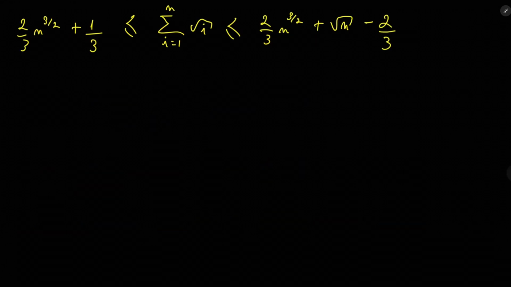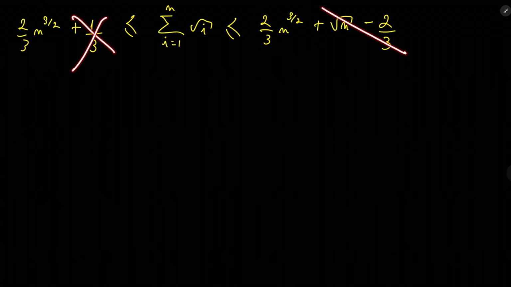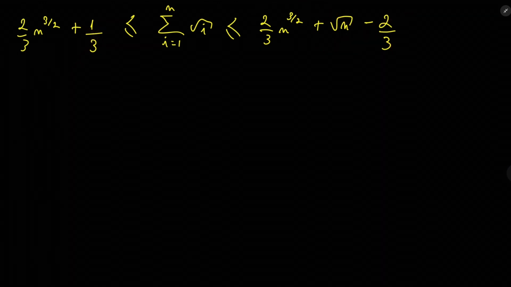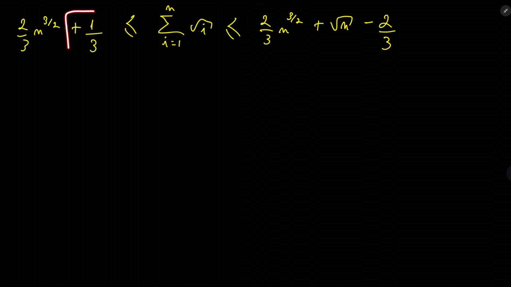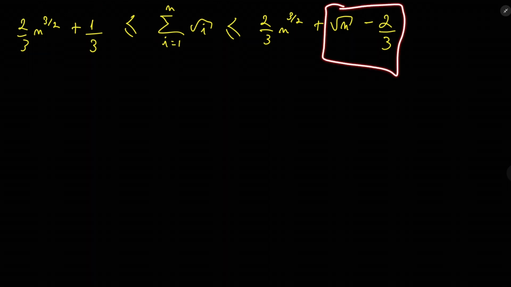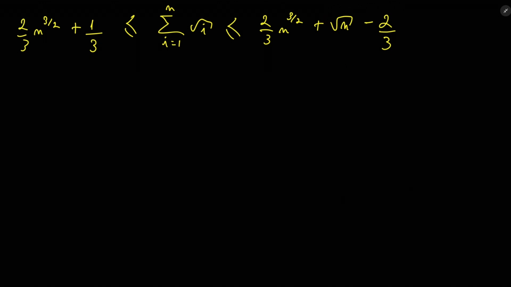Something you should notice is that the term 2/3 n to the 3/2 is repeated both in the upper bound and in the lower bound, right? So if we did not have these other terms, then actually we would have a precise sum. It would be exactly this term. This means that the remaining terms, 1/3 in the lower bound and the square root of n minus 2/3 in the upper bound, these are what actually create the interval. And this interval is what can be considered our error. And we often call this delta n.